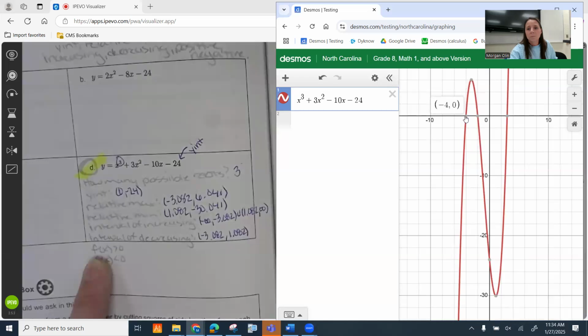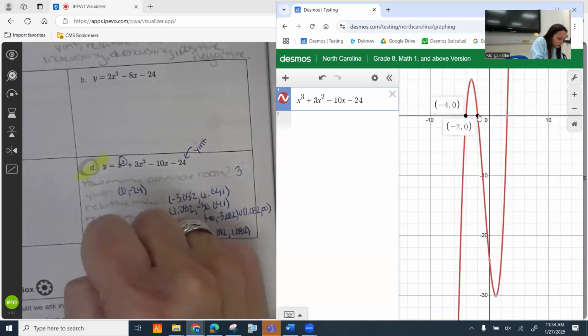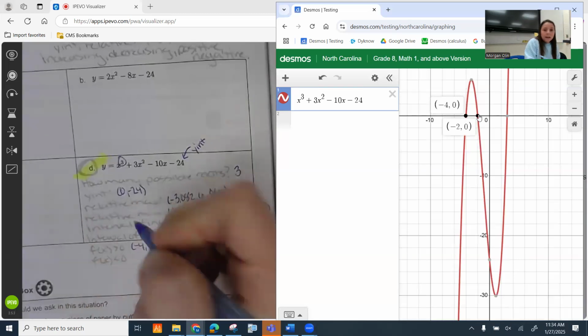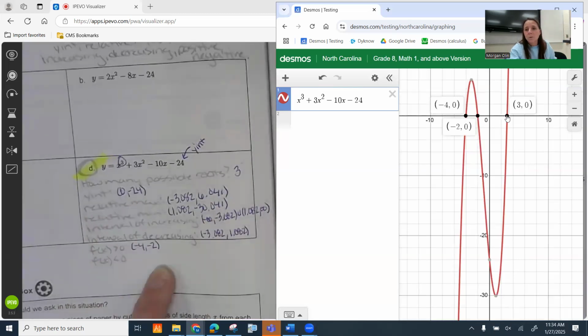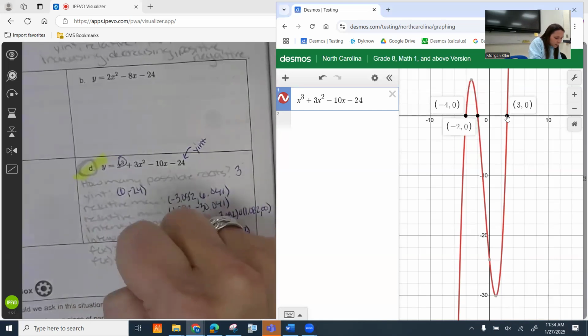All right, so where is it above? From here to here, from -4 to -2. And then again, it's above from this point at 3 onto infinity.